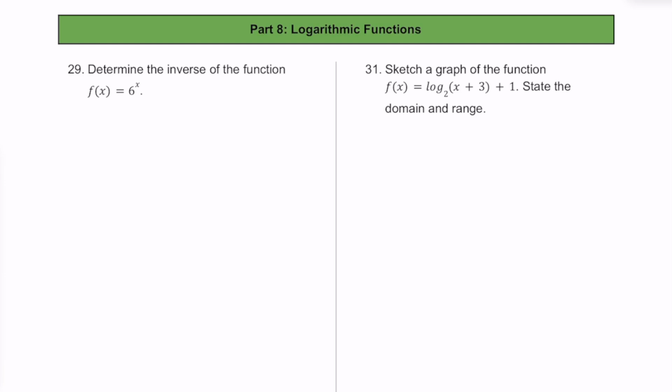Let's check out part 8 now, where we're going to look at some logarithmic functions together. For number 29, we have to go ahead and write the inverse for this function. So looks like we have an exponential function. We got to turn this into a logarithmic function, which would be its inverse.